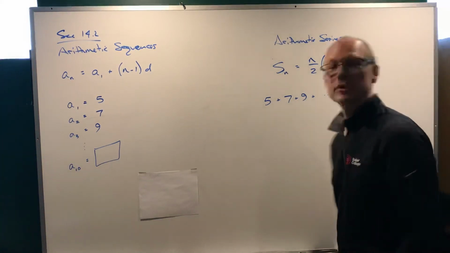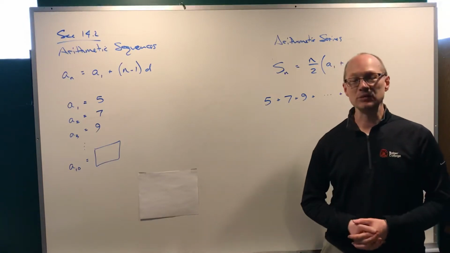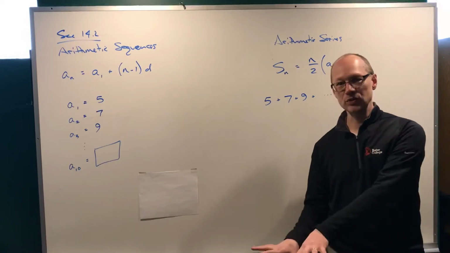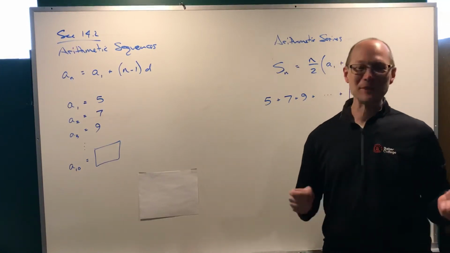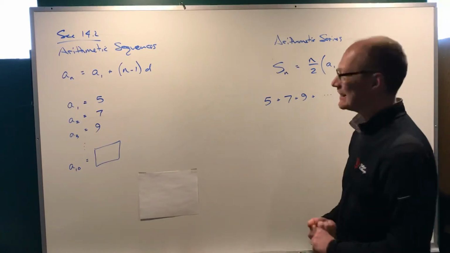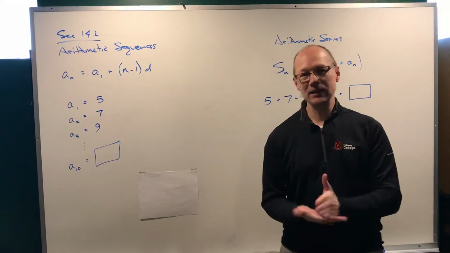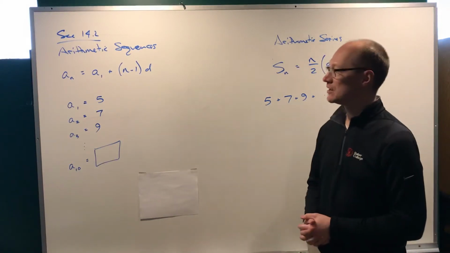Hey class, we're doing section 14.2 now, dealing specifically with arithmetic sequences. Arithmetic is a noun. It's what little kids do in first and second grade. Arithmetic is the adjective that describes the type of sequence or series it is. And this is all based on linear, continually adding or subtracting the same amount each time. That's what an arithmetic sequence is.